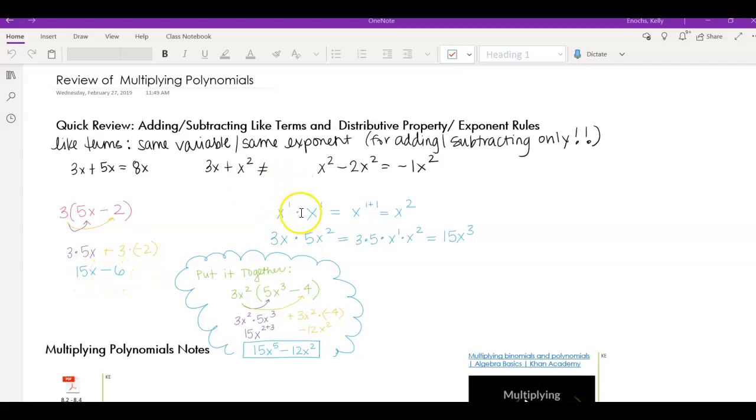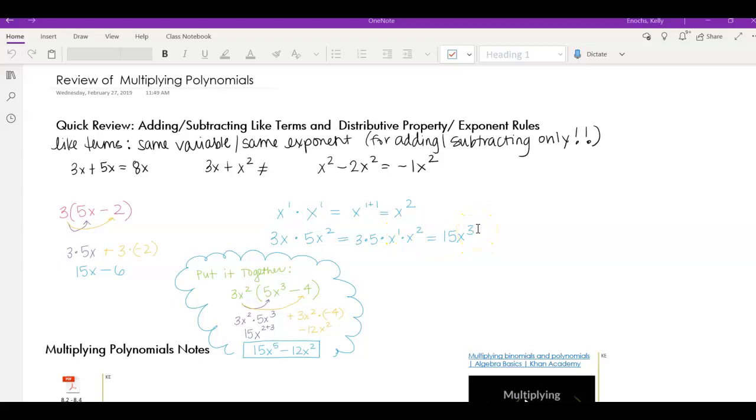Also, way back when you did exponents, you added your exponents together. So if I have x to the first times x to the first, that's 1 plus 1, and that makes x squared. Or if I had 3x times 5x squared, that would be 3 times 5, and then x to the first from this first group, and x squared from that second group. So we're going to add those two exponents together, and I get 15x cubed.